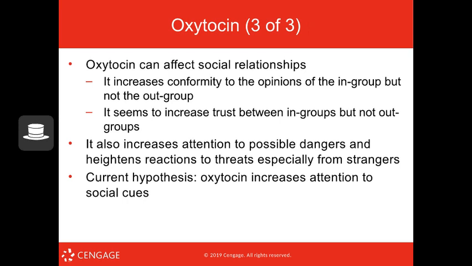So oxytocin increases our desire to conform to the opinions of the in group, but not to what people who are outside of that in group would say. It also seems to increase trust between people in the in group. Oxytocin can also increase our attention to potential dangers and heightens our reactions to threats from strangers. So, the current working hypothesis with oxytocin is that it increases our attention to social cues.